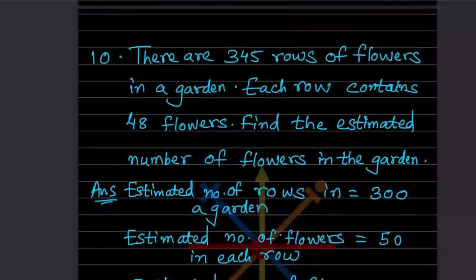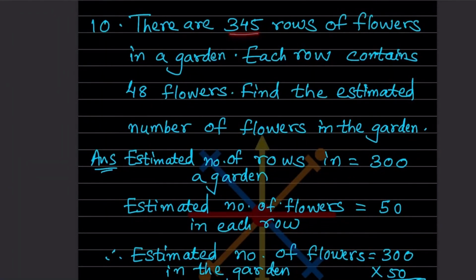Okay. So now look here, there are 345 rows of flowers in a garden, and each row contains 48 flowers. Find the estimated number of flowers in the garden.